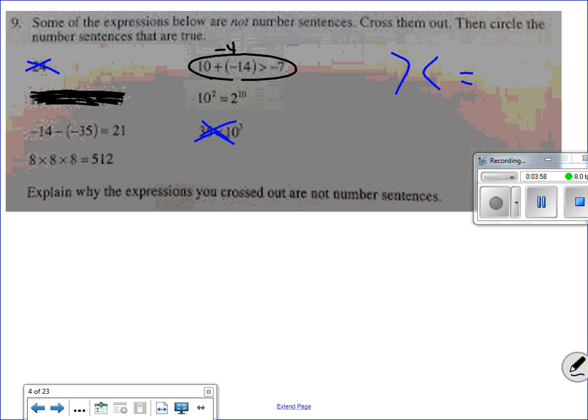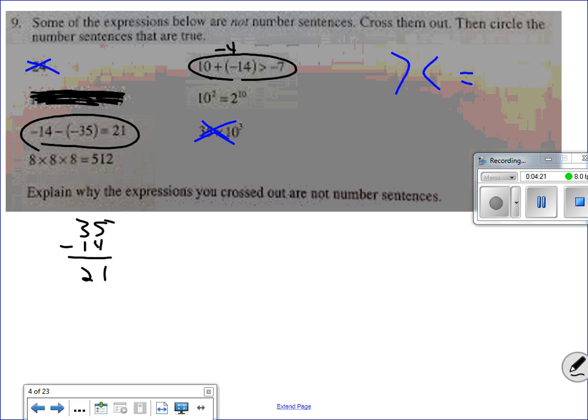Let's take a look at this one. It's an equal sign, I hope. It's hard for me to read with the copy I have here. Negative 14. Leave, add, change. 14 minus 35. Gives me 21, which means that statement is true. So that should be circled.